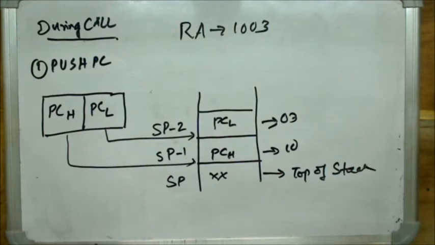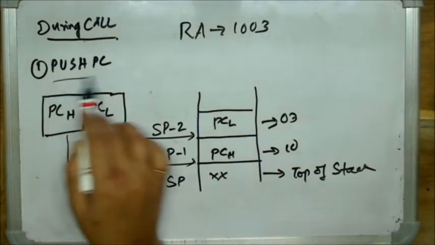So now for the last time, let's see the steps that happen during call. Why am I spending so much time on call? You should understand, because this is the biggest instruction in 8085. I want you to understand the instruction very clearly. These steps will also help you to draw the timing diagram. So during call, what happens?